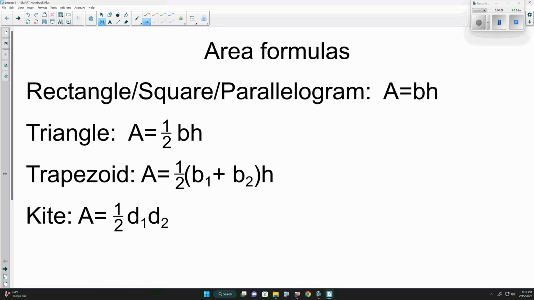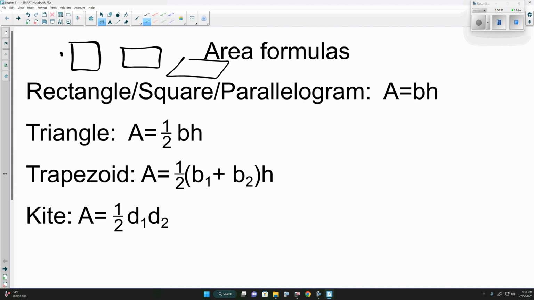What we're looking at today is area of different shapes. The main shapes that we cover on the ACT are rectangles, squares, and parallelograms, because the area formula for a rectangle, square, and parallelogram are all the exact same. Area is equal to the base times the height.